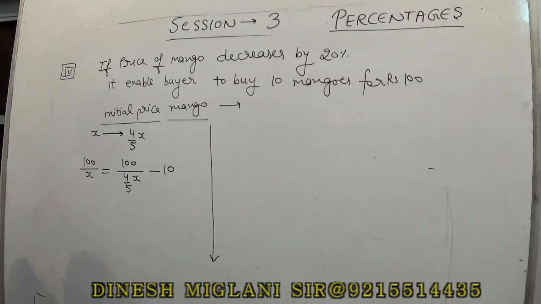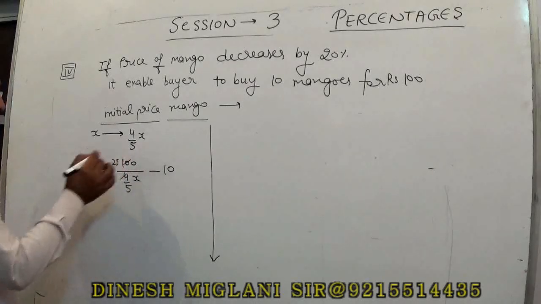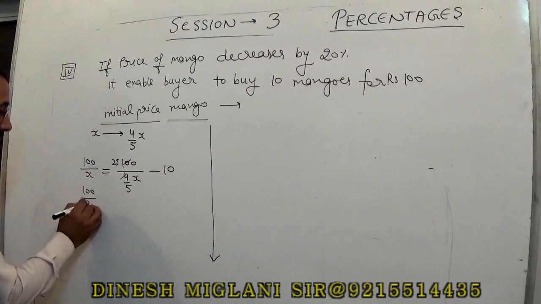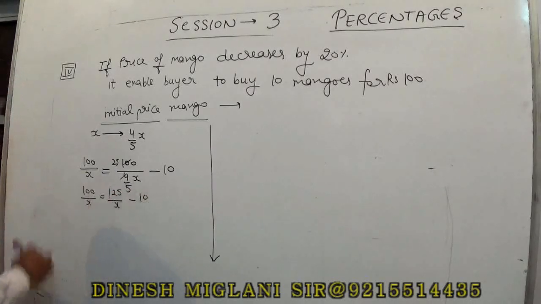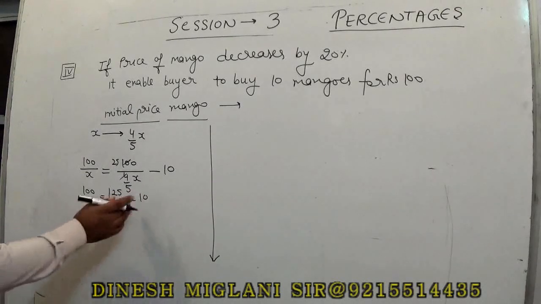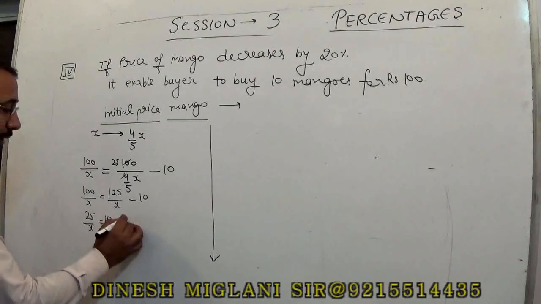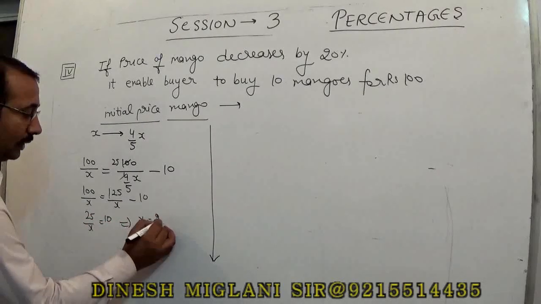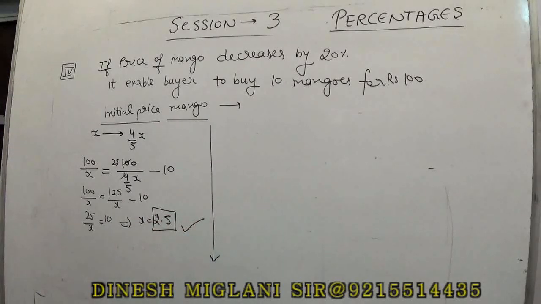And after solving this equation, we have to find x. So we have to solve it. 4 will go on 25, 5 will come outside. We can take it as 100 by x equal to 125 by x minus 10. Or I can say 25 by x equal to 10, or x equal to rupees 2.5. So we can say the price per mango is rupees 2.5. We may have a different approach for answering this question.